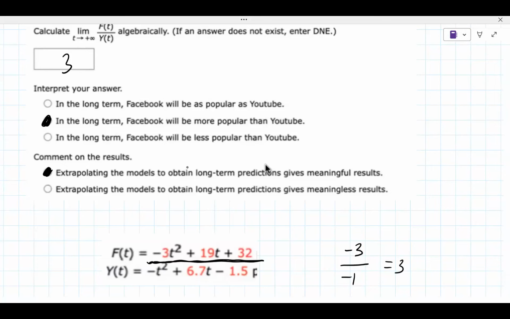Yeah, so the first one was correct. For the second one, it's actually the second option that says the models will obtain long-term predictions giving meaningless results. Okay. Got it. Now 16 is next.